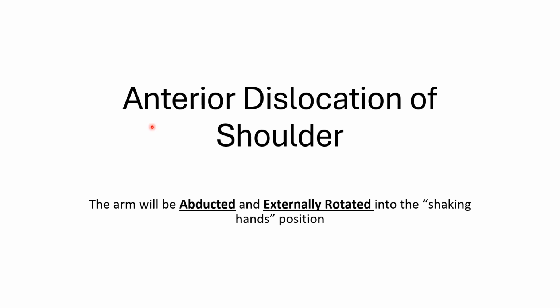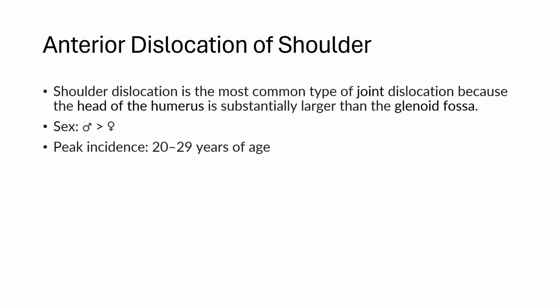Anterior dislocation of shoulder. In anterior dislocation of shoulder, the clinical presentation is that the arm will be abducted and externally rotated into the shaking hands position. Shoulder dislocation is the most common type of joint dislocation because the head of the humerus is substantially larger than the glenoid fossa. It is more common in males than females.